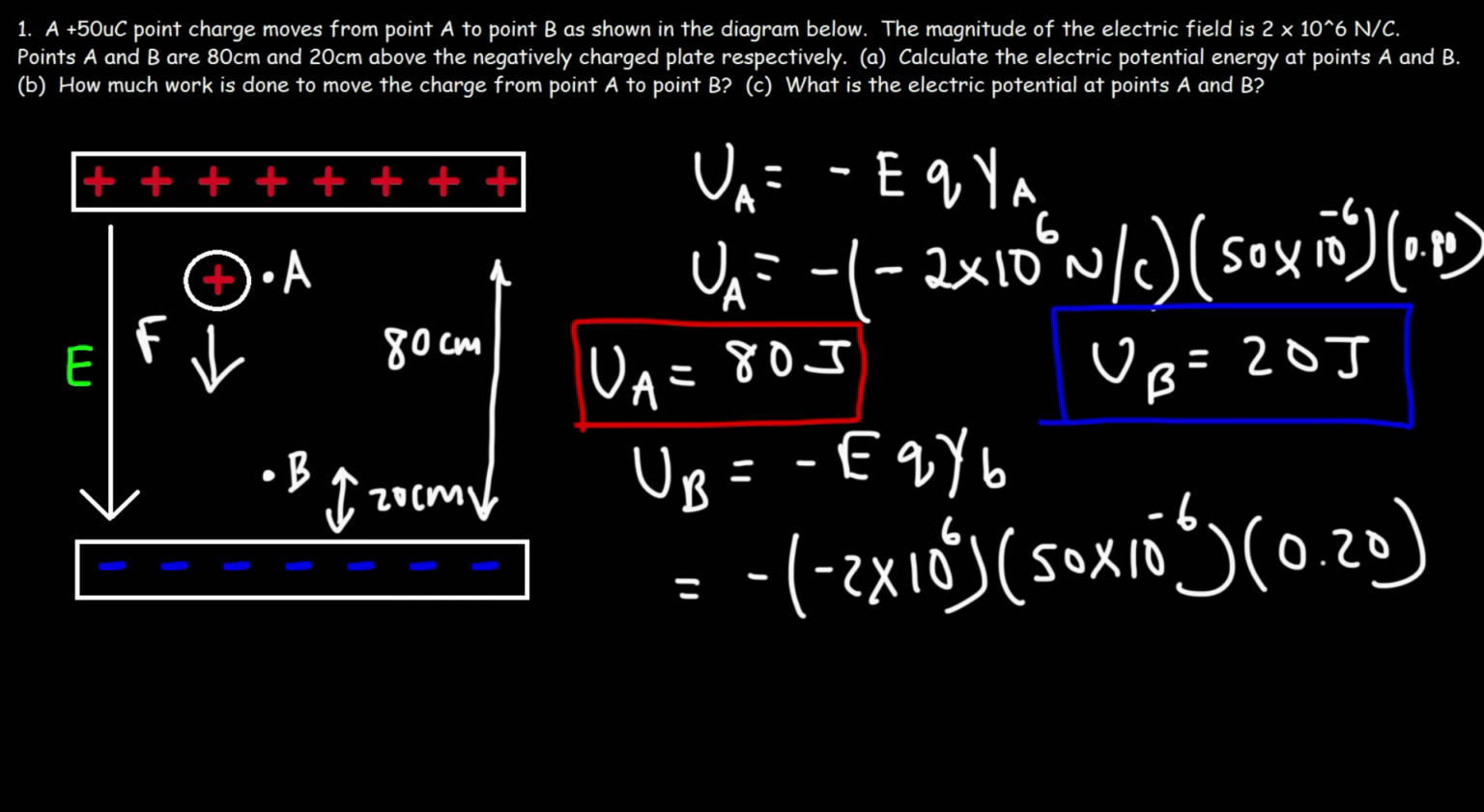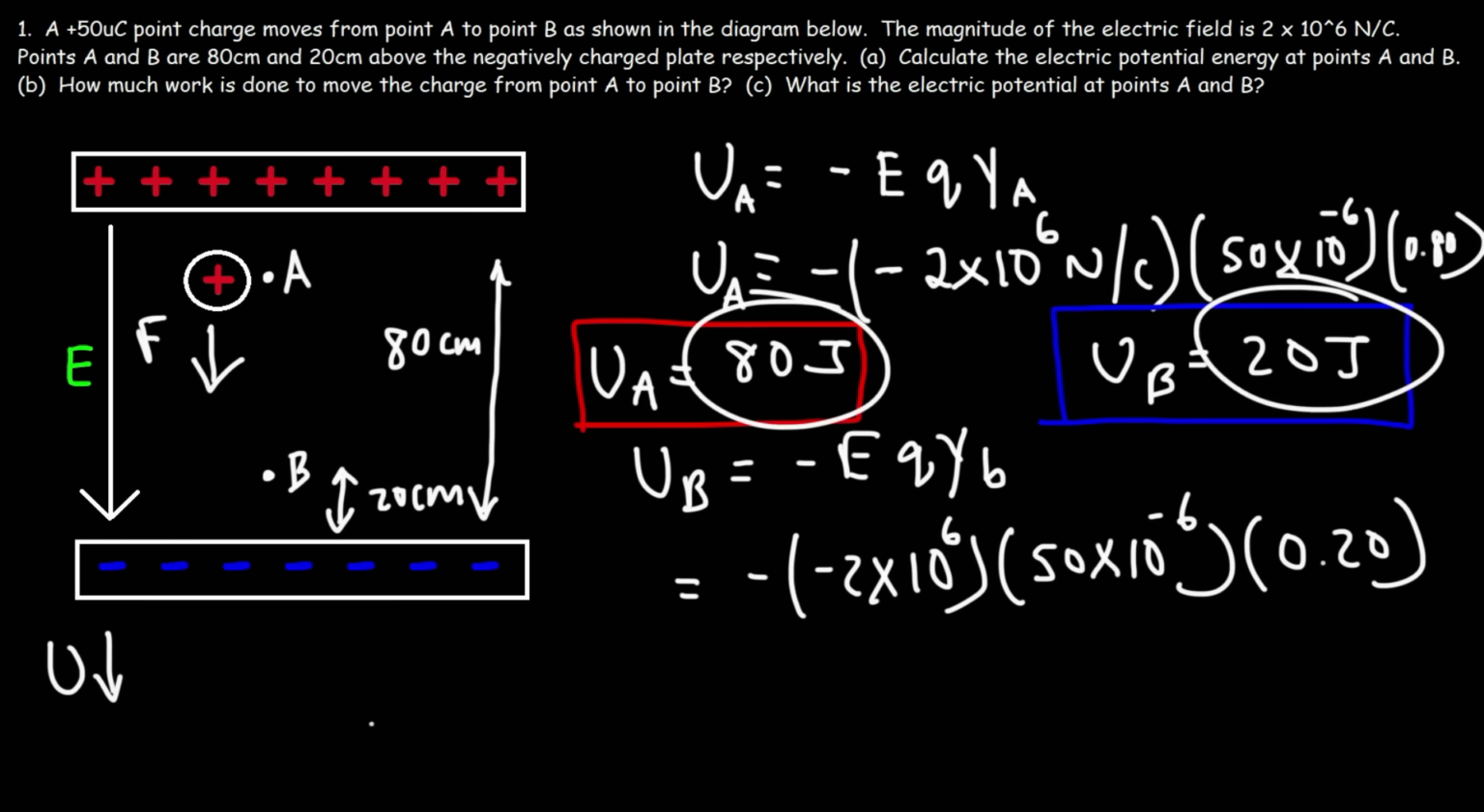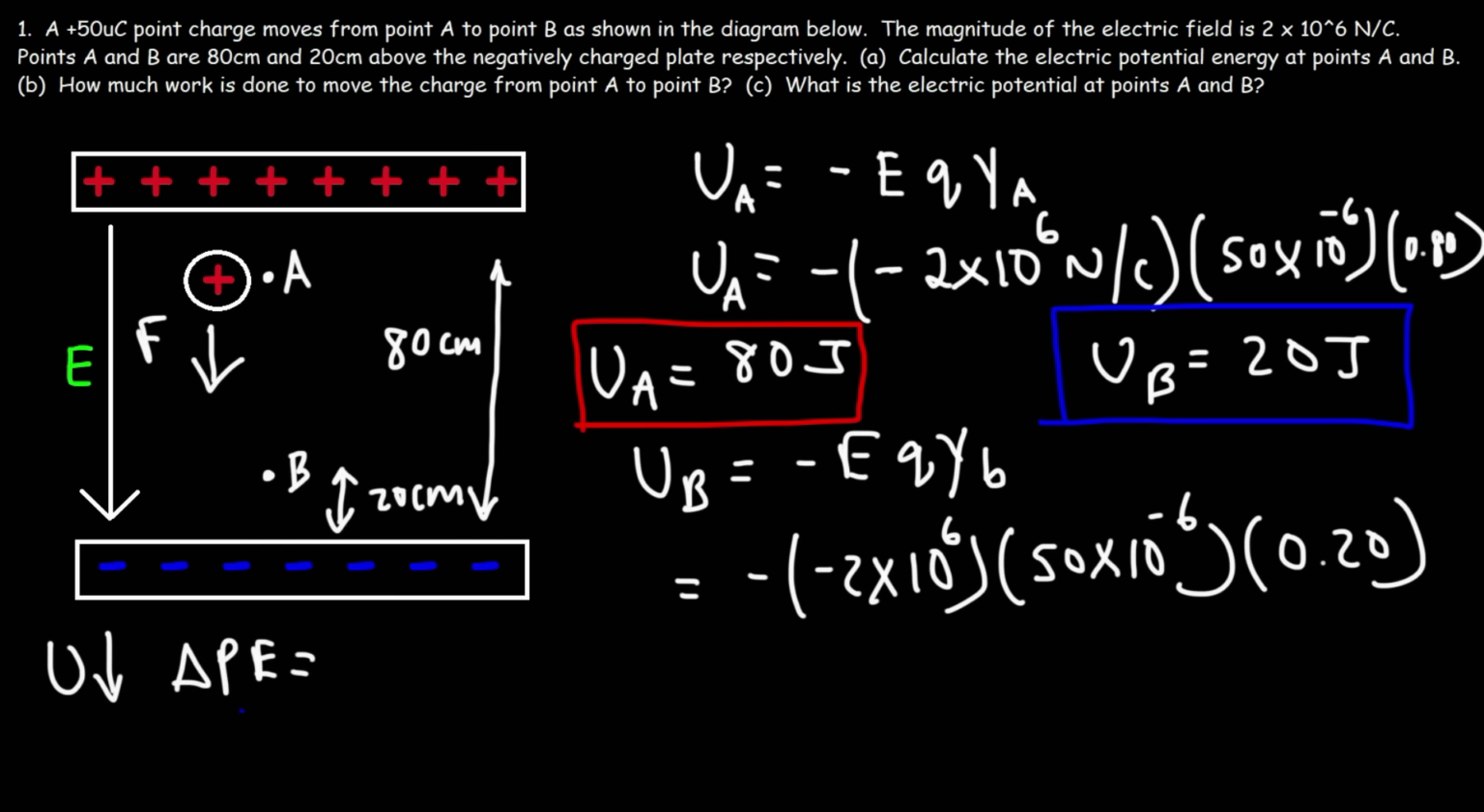Now what can we say about the change in electric potential energy as well as kinetic energy going from A to B? Is it positive or negative? And what about the work done on a positive charge going from A to B? Is that positive or negative? Well, the electric potential energy is decreasing as we move from A to B. We went from a value of 80 to 20. So the change in electric potential energy is negative. As the electric potential energy decreases, the kinetic energy will increase.